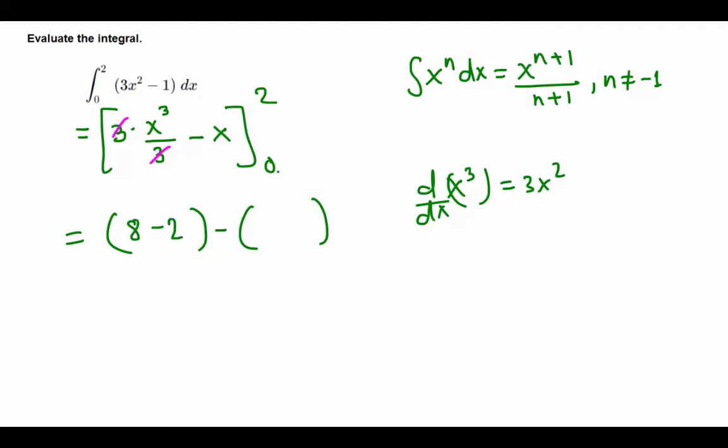That's the upper limit part. Now 0 cubed is 0 minus 0. 8 minus 2, that's 6, minus 0, which is just 6. Final.